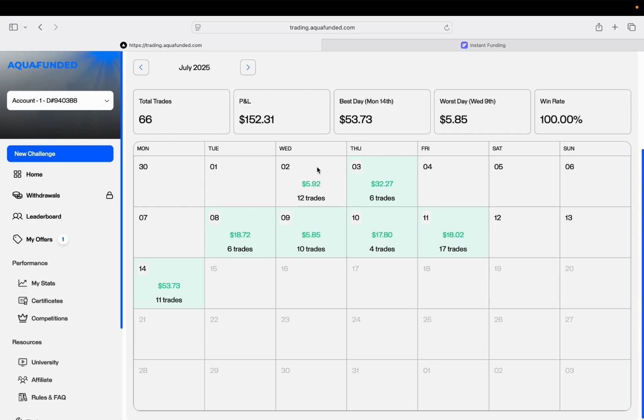I traded these 2 days, and I also want to tell you that I have multiple accounts. So some days I trade this account, some days I trade other accounts, some I go conservative. So this is the account where I go conservative, and in the other accounts which I have, I go aggressive. So you can check my total trades were 66, P&L was $152, best day was $53. That was this very day.